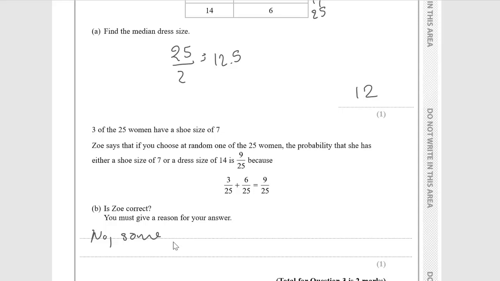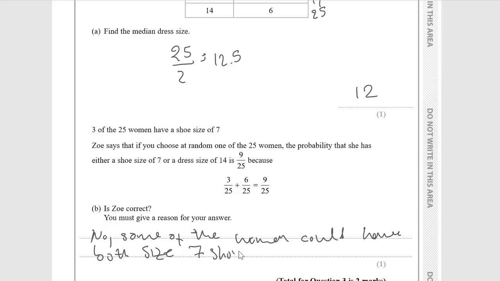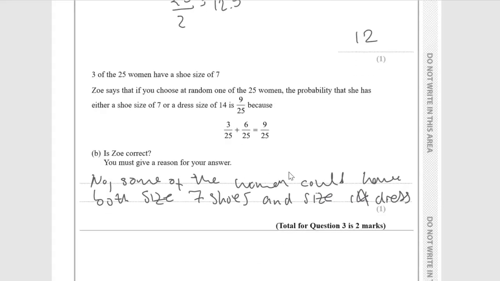Some of the women could have both size 7 shoe and size 14 dress, meaning that it's not either or. There are some women that could have both those sizes.